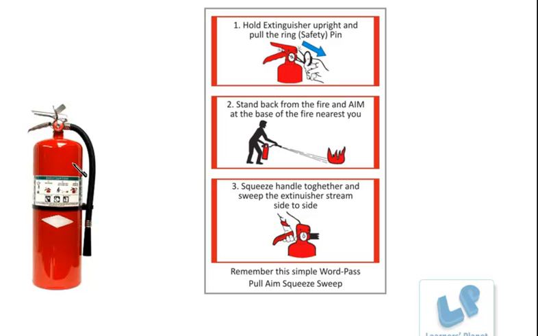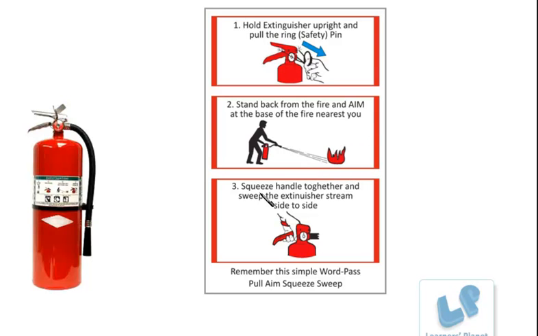How is it used? Just hold the extinguisher upright and pull the ring. That is the safety pin. You have to just pull it. Stand back from the fire and aim at the base of the fire nearest to you. You have to aim at the base.